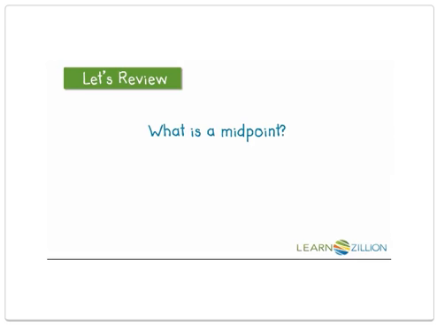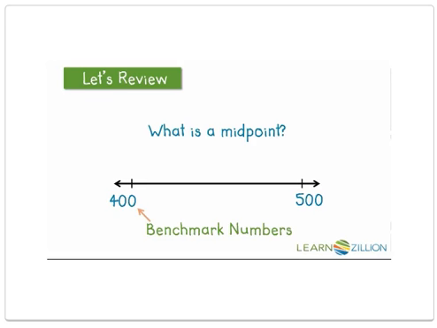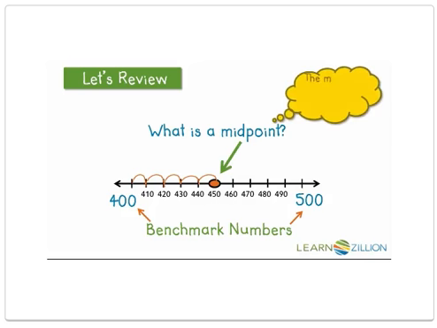Let's also review the definition of a midpoint. If we have 400 and 500 as our benchmark numbers, then add our increments to our number line. The number that falls right in the middle of the number line is the midpoint. 450 is the midpoint, and the 5 gives us a clue that we're halfway in between. 450 is halfway between 400 and 500. The midpoint marks the middle of the line.